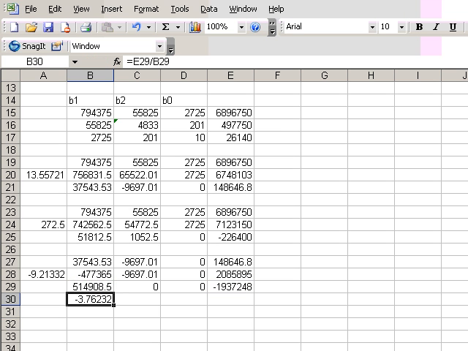And the coefficient for B1 is minus 3.76, which is exactly the same value that we got when we used the multiple regression add-in for Excel. We could go on to calculate the values for B2 and B0 in the same way.